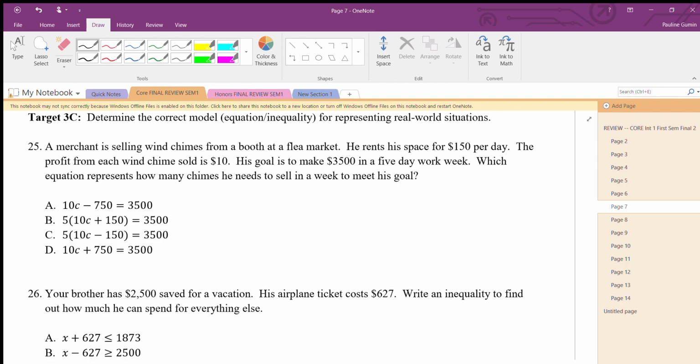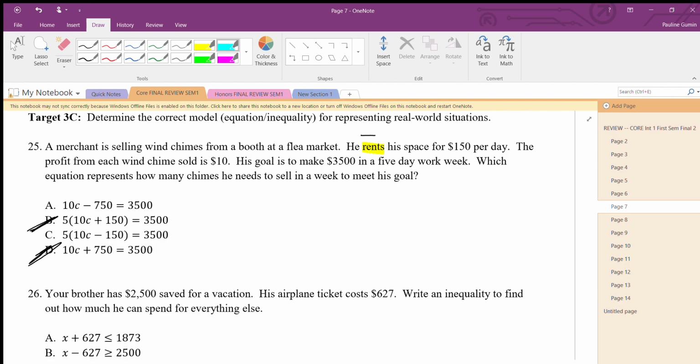Okay, so we're looking for the amount of chimes. Okay, let's see what information we have here. Well, one thing we see here is that he rents space. Renting is not earning money, that's spending money. So there has to be subtraction in there. That gives us that clue. So from that, just from that one word of rent, we can eliminate B and D because they do not have subtraction.